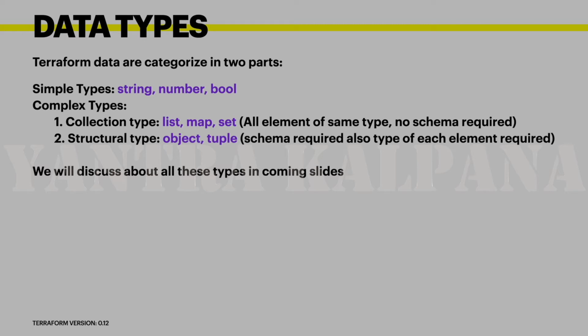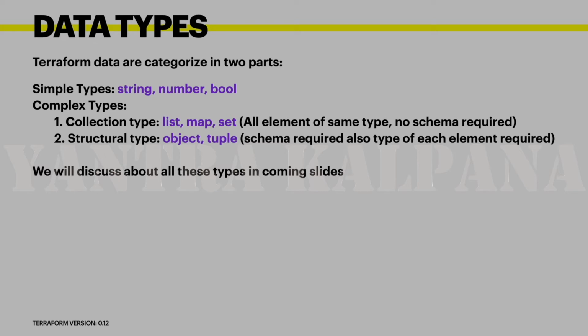All the variables of these types will carry the same type of value. For example, suppose a list is defined as a string, so it will have only string type values. Or the map, if all the elements inside are defined as a string, then it will have all the values as a string, and so on. The second type of data is a structure type, and those are objects and tuples.